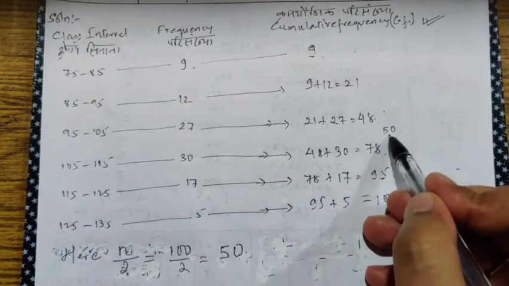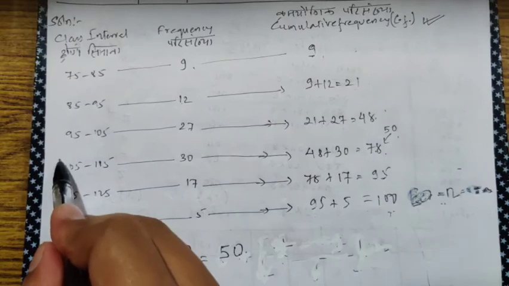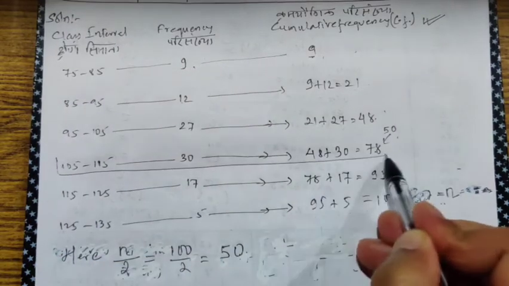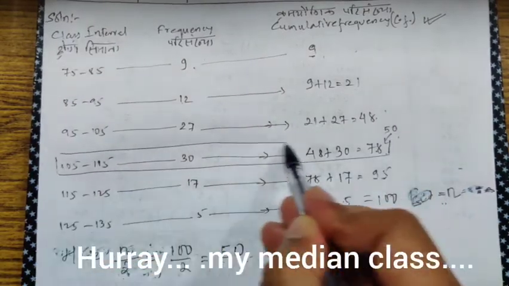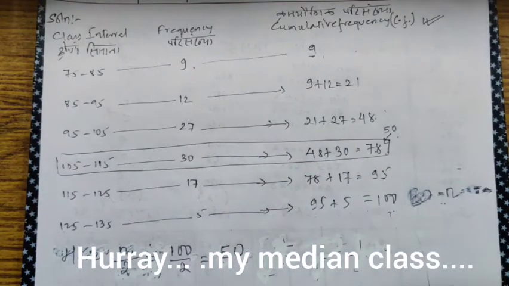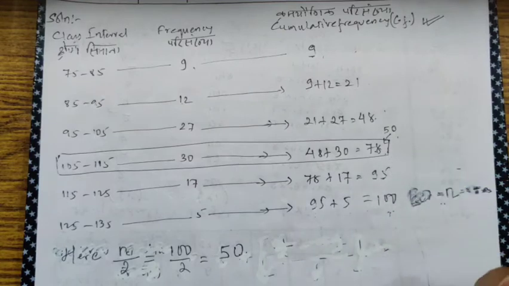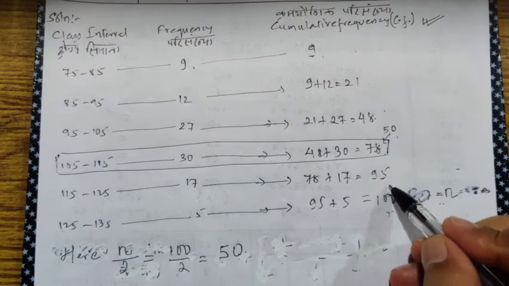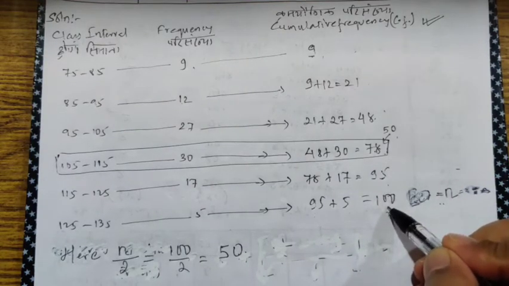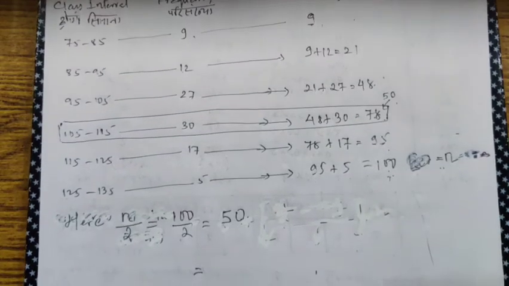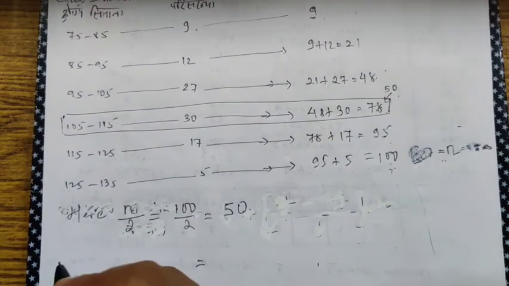And then if this 50 falls here, then this one will be your median class. You can make a box this way. This is the median class. Okay people, 50, then this. Supposing if it was 98, then it would be here, and this would be the median class. Okay, so once we get that, let's begin.